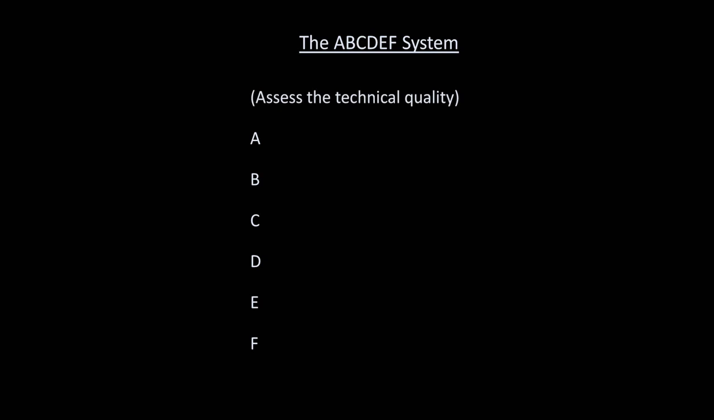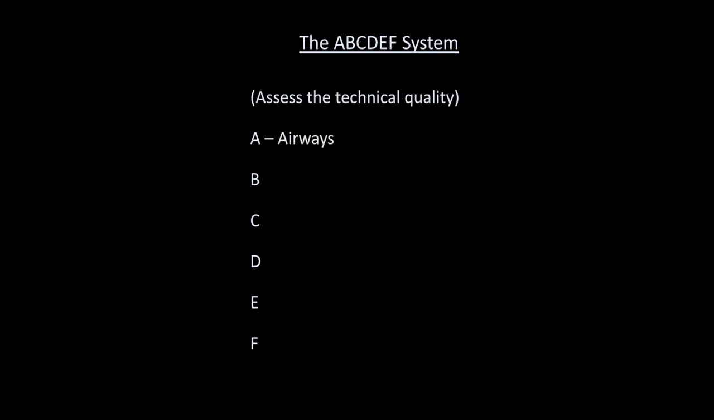So the system I teach trainees is informally referred to as the ABCDEF system. It's not the only one, but it's certainly the most common, at least in the US. It's also not perfect, but it's easy to remember. Each of those 6 letters refers to a specific anatomic structure. Even before the A, we need to assess the technical quality.